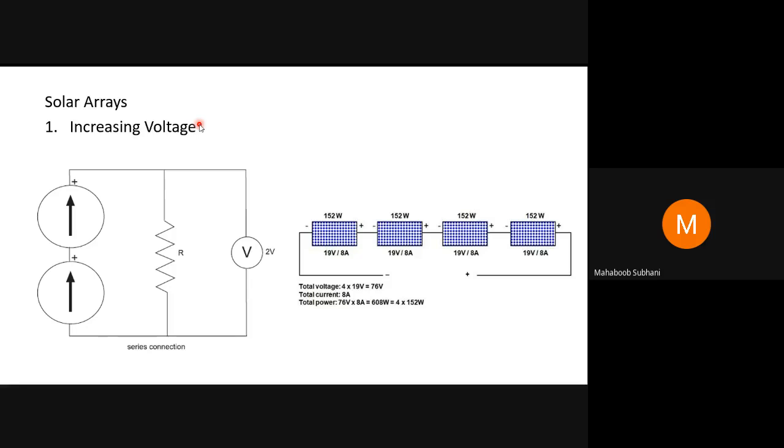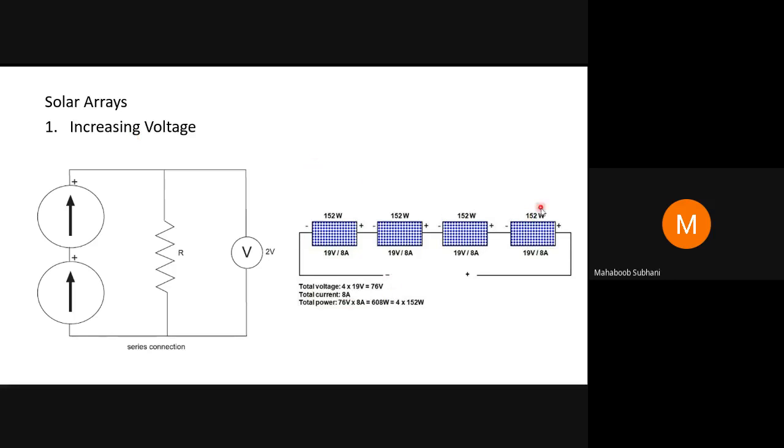Now, how to get such higher voltage? That can be achieved in two ways. One way is by connecting cells in series, and the other way is in parallel. First, we'll see how to increase the voltage.